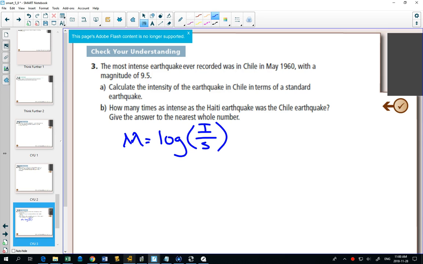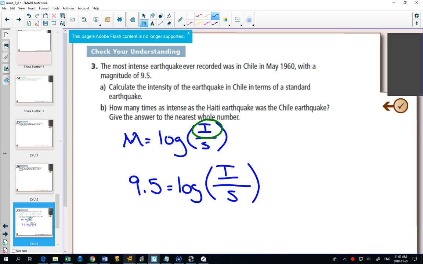So in this case, calculate the intensity, we want to solve for I. I is inside of a logarithm. We can plug in all of the other things that we know. We know that the magnitude is 9.5. There's no number that goes in for S. It's just a value, the standard earthquake. It's just something that is measured. And so when question A says, in terms of a standard earthquake, it means that you will have S in your answer. But we need to get I by itself.